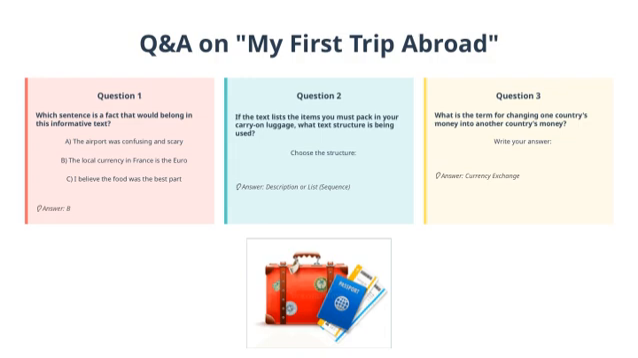Finally, we looked at a question about what we call the process of changing one country's money into another's. The term for this is currency exchange. Knowing this term is useful because it's a common part of international travel and helps us communicate more effectively about money matters abroad. Overall, these questions reinforce the importance of understanding factual information, recognizing text structures, and knowing key travel terminology, all of which are essential for preparing for a trip abroad.